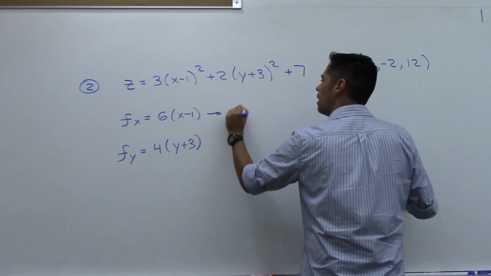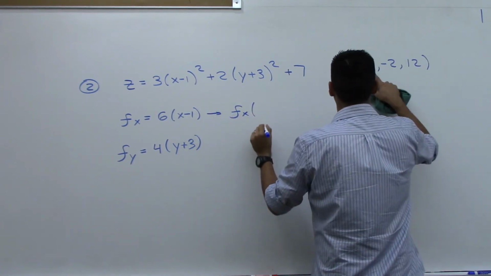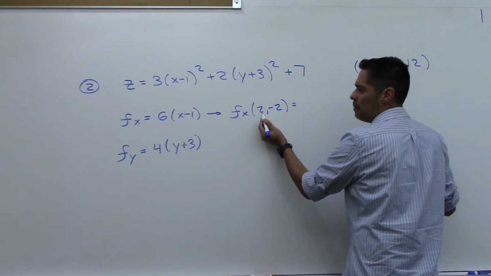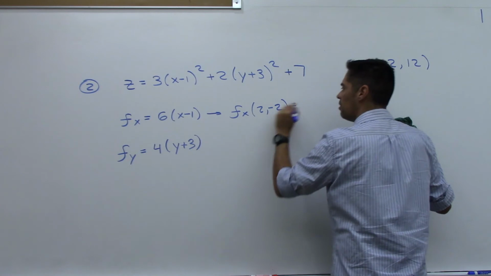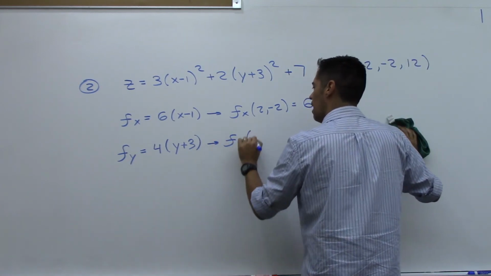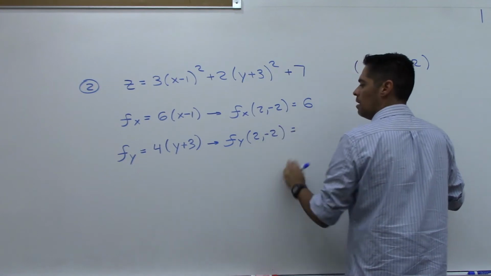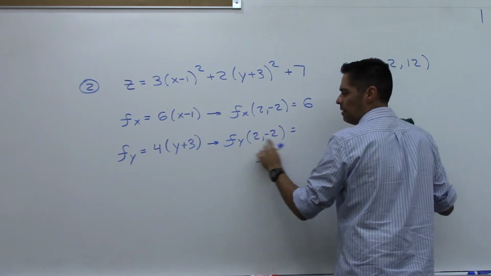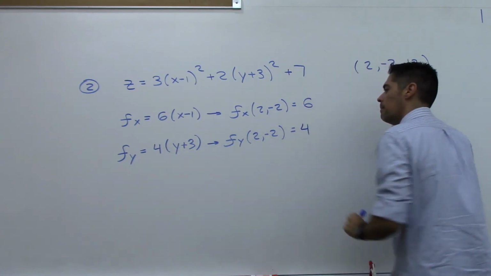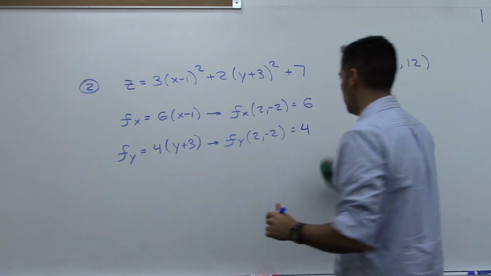Now I'm going to plug in to this partial x naught, y naught, which only the 2 matters here, so 2 minus 1 is 1, so you just get 6 here. If I do the partial of f with respect to y at 2, negative 2, the 2 won't matter, I just plug negative 2 in here. Negative 2 plus 3 is 1 times 4, so I get 4. So I'm ready for my formula.